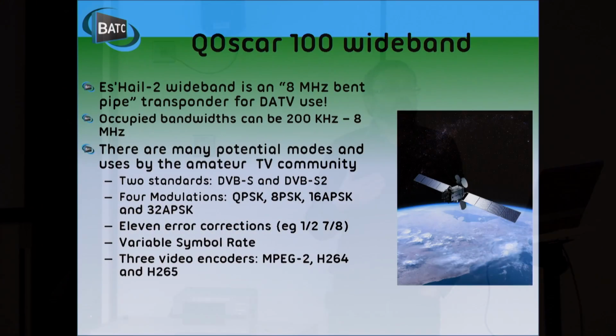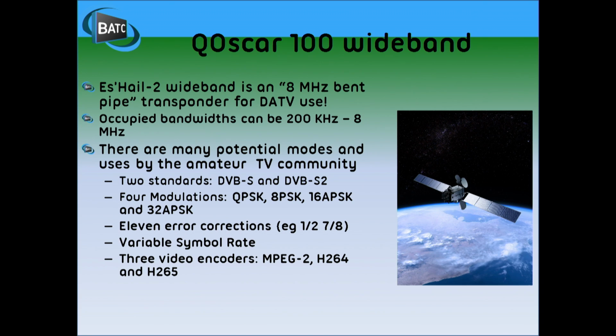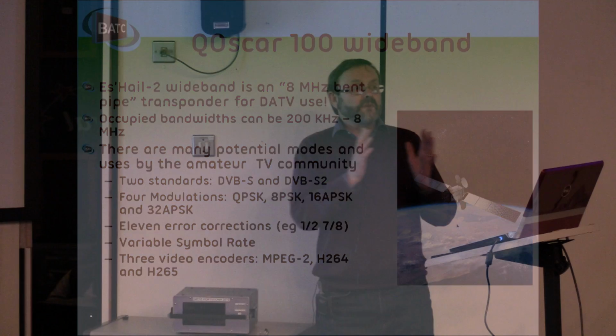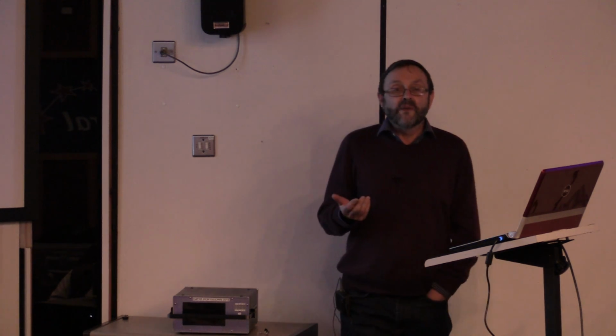BATC was contacted a couple of years ago by AMSAT-DL because they were starting to get towards the planning stage of how this 8 megahertz was going to be used, and they really didn't understand quite where ATV was at that time. One of the problems is ATV has so many potential modes and usages by the community. Because we've adopted DVB-S for digital ATV, we have totally flexible bandwidth. And that makes it more difficult to put together a band plan.